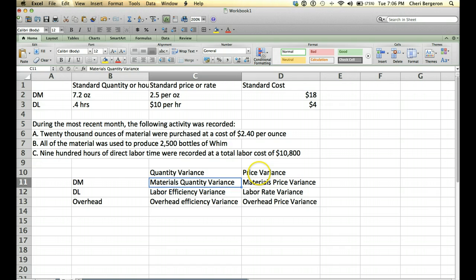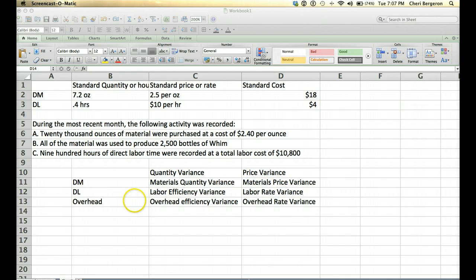All right, then for the price variances, we're going to have names for these also. Direct materials will be called the materials price variance. Direct labor will be called the labor rate variance, and overhead will be overhead rate variance. Notice that all the prices either have the word price or rate. Both of those mean dollar amount changes.